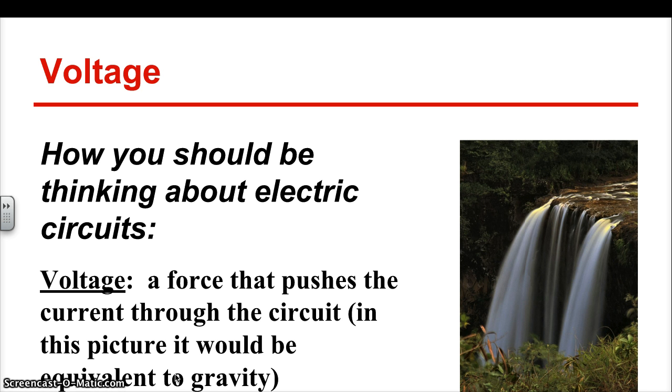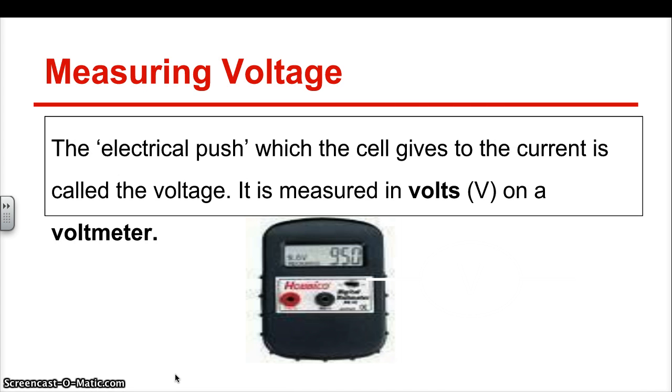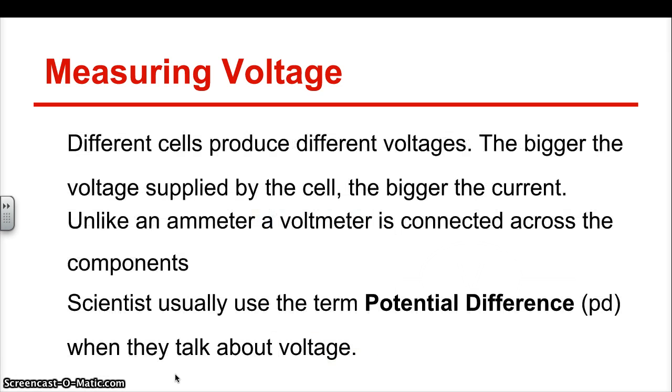Three major terms: voltage. Voltage is a force that pushes the current through the circuit. In this picture, it would be equivalent to gravity, because gravity is pushing the water along. We use a voltmeter to measure voltage. Different cells produce different voltage, such as a AA battery produces 1.5 volts versus a 9-volt battery, which obviously produces 9 volts.